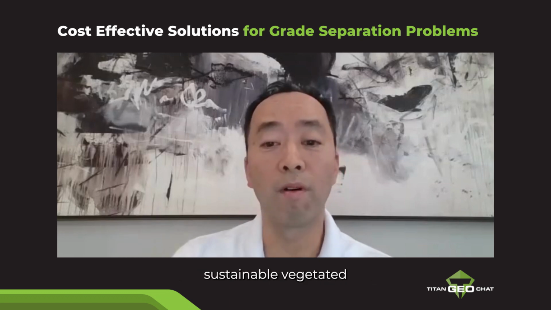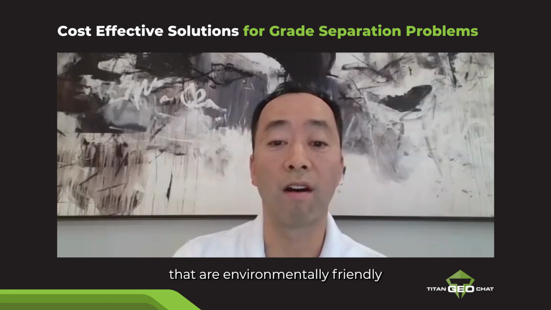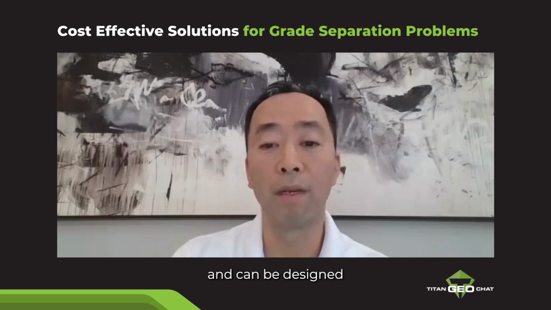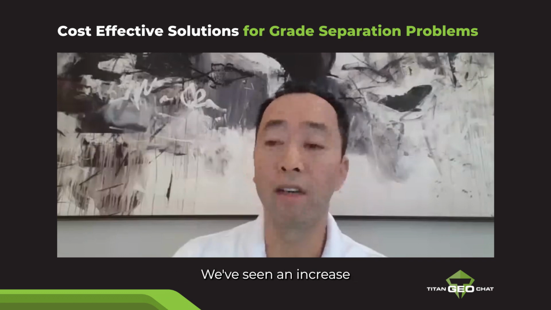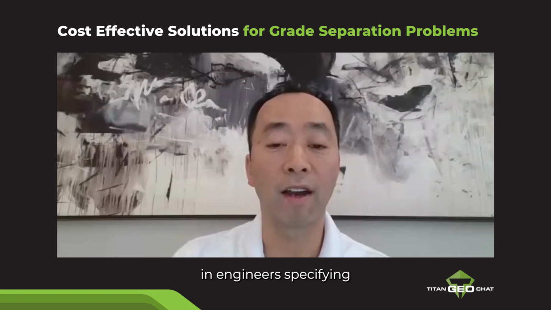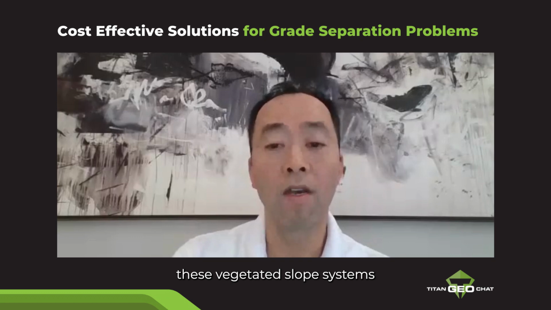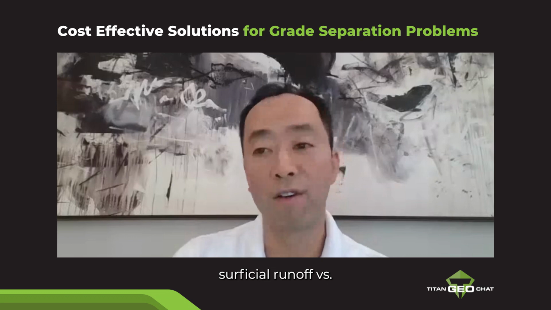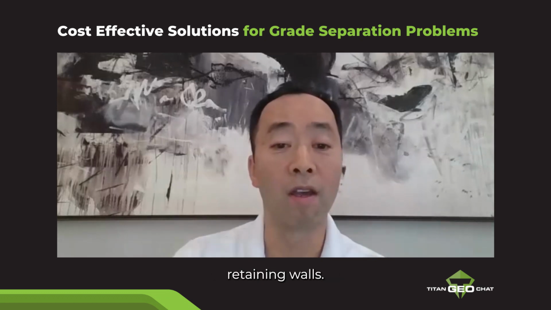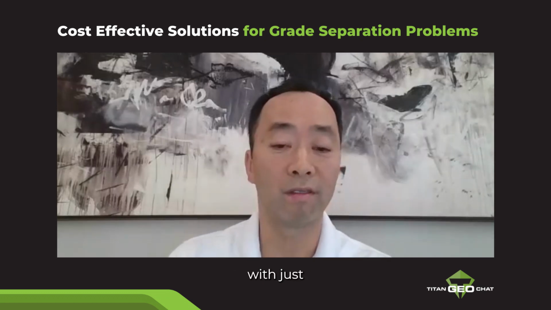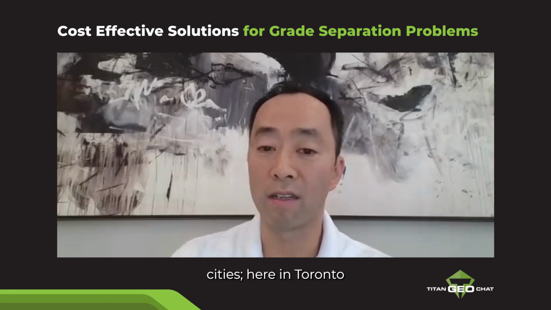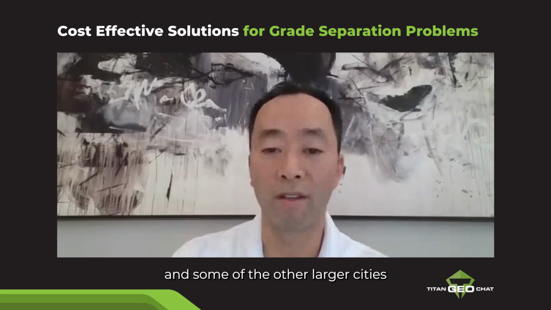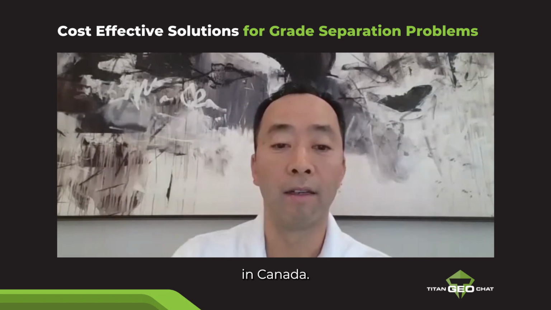They are considered sustainable vegetated wall systems that are environmentally friendly and can be designed to blend in with the surrounding landscape. We've seen an increase in engineers specifying these vegetated slope systems to provide more greenery and help reduce superficial runoff versus traditional concrete retaining walls. This is becoming more important with the increased urbanization through many of the metropolitan cities here in Toronto and some of the other larger cities in Canada.